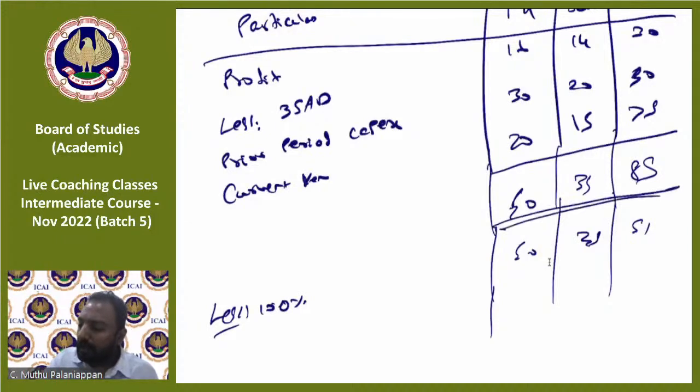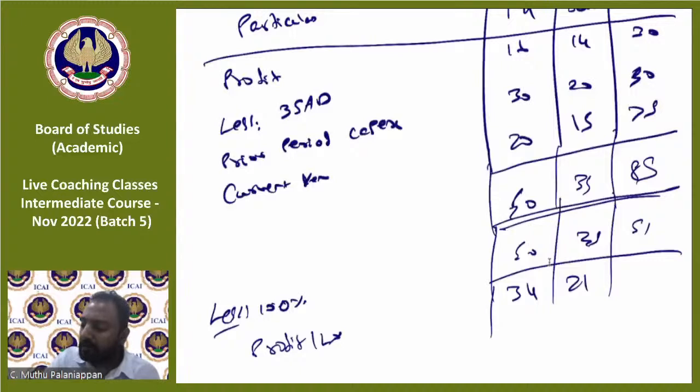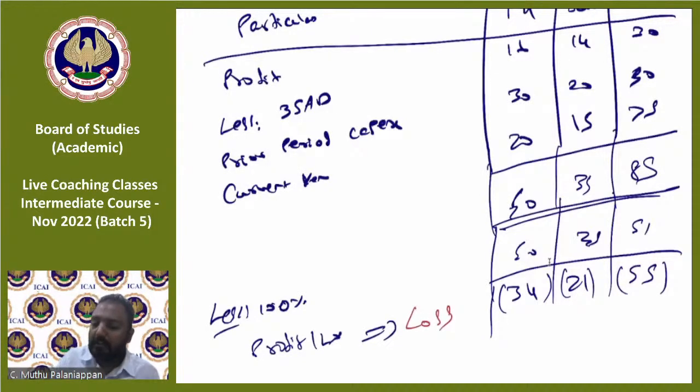So now 16 minus 50, that is your profit/loss. 16 minus 50 is 34. 14 minus 35 is 21. 34 plus 21 is 55. This is all loss. Correct? So this is loss that will be carried forward. So this loss will be carried forward and set off with other specified business. So that's what the provision is all about.